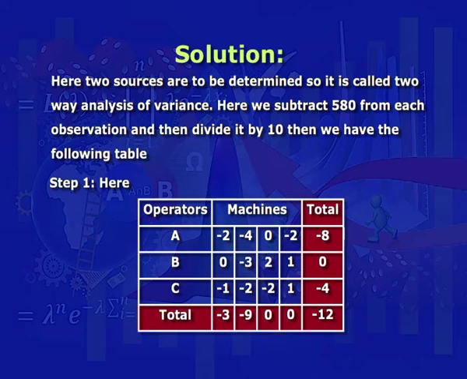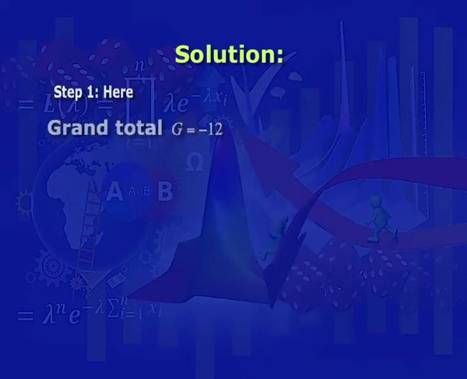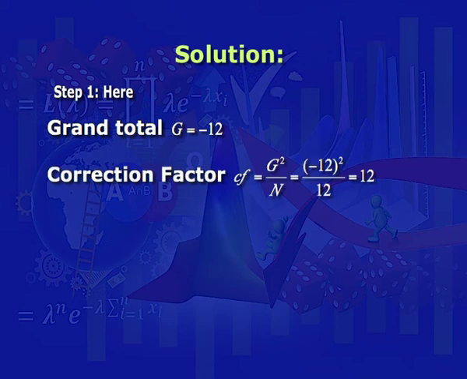Totals of the 3 rows are -8, 0 and -4. Similarly, totals for columns are -3, -9, 0, 0 and grand total is -12. So, we denote grand total G by -12. Correction factor CF equal to G square upon N. Substituting the value of G -12, its square becomes 144 divided by 12, which is equal to 12.